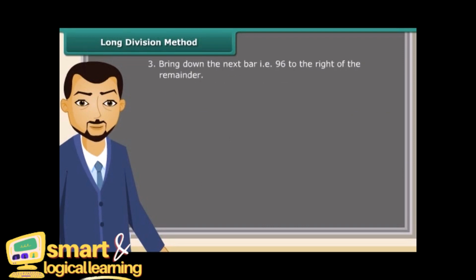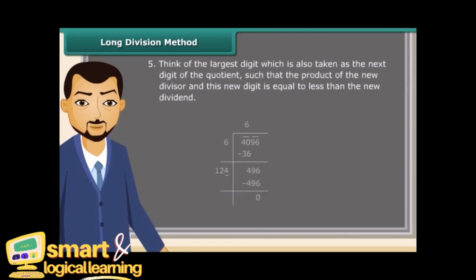After that, bring down the next bar, that is 96, to the right of the remainder. Now double the divisor. Next, think of the largest digit, which is also taken as the next digit of the quotient, such that the product of the new divisor and this new digit is equal to or less than the new dividend. Here we have 124 multiplied by 4 equal to 496. Since the remainder is 0, so the square root of 4096 is 64.